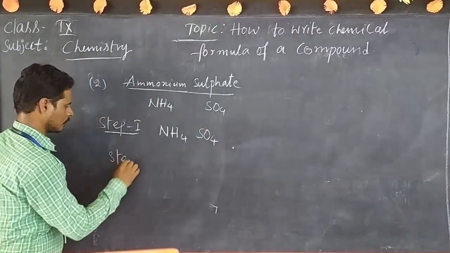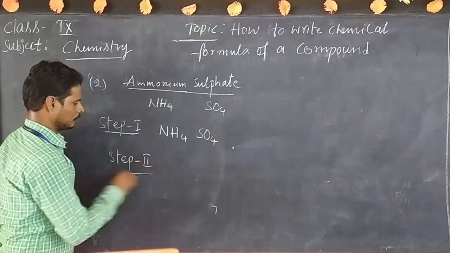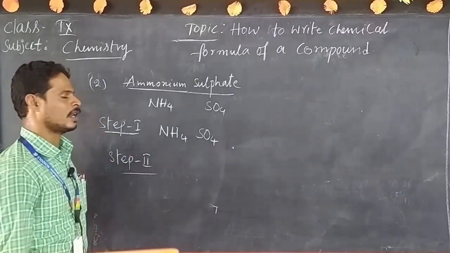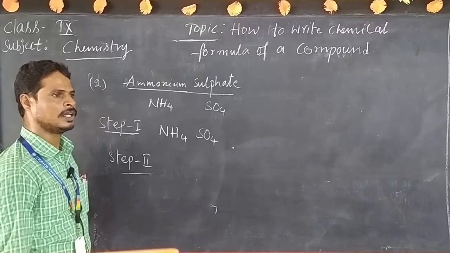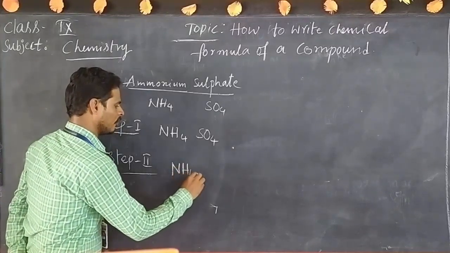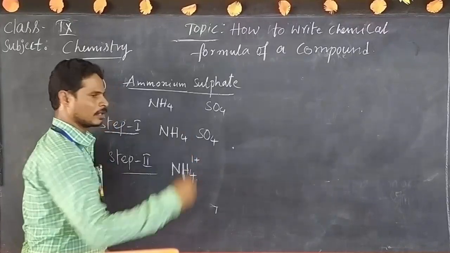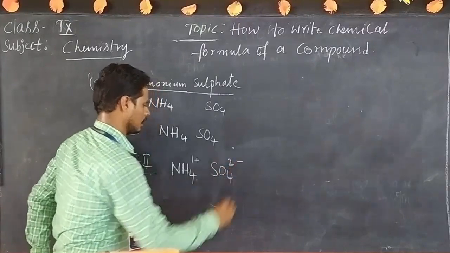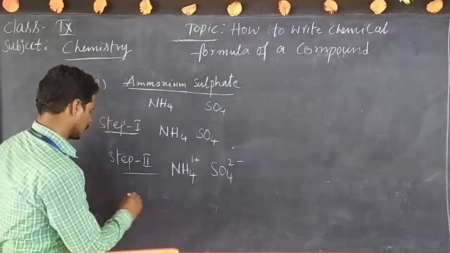Next, step 2. What is step 2? Put the valency of the cation and anion on the top of the right sides. Ammonium valency is +1. Sulfate ion charge is 2-. Next, step 3.